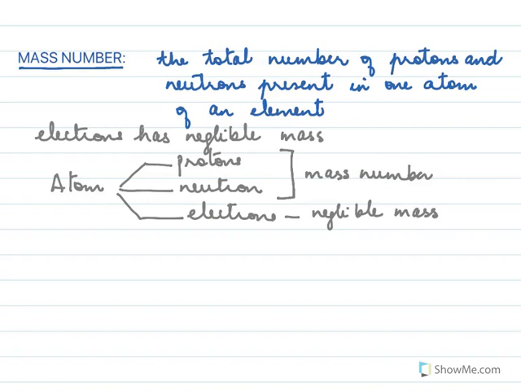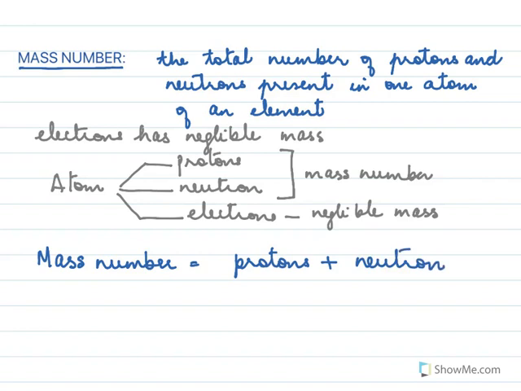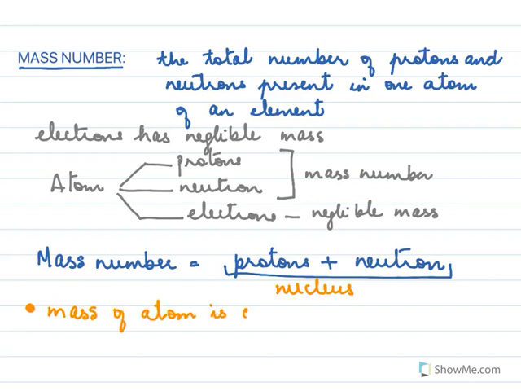So when I say mass of an atom or mass number, it means protons plus neutrons. And where are these protons and neutrons present? They are present in the nucleus. So now I can say the mass of the atom is concentrated in the nucleus.